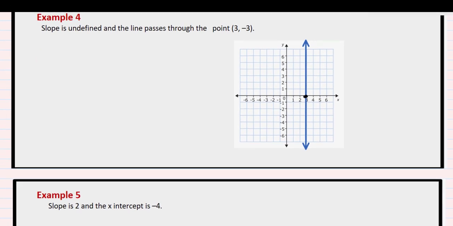Example 4. Slope is undefined and the line passes through 3 and negative 3. So 3 and negative 3 is somewhere right here. Okay, so now here is the value of x. The graph is going to be at 3. So when we have a vertical line, the slope is undefined, the equation is going to be x equals 3.